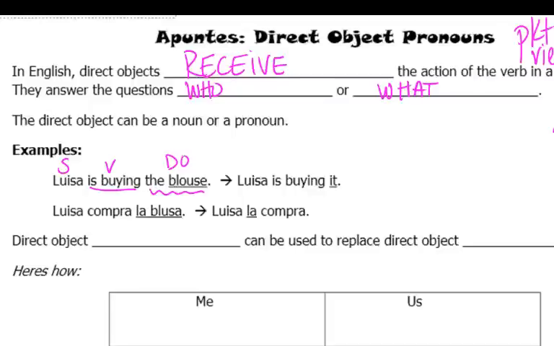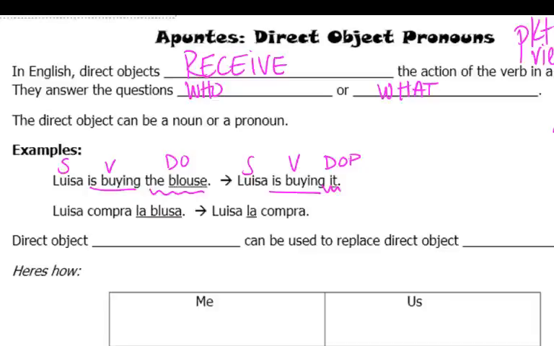Your direct object pronoun: Luisa is your subject. Is buying is your verb. Luisa is buying it. This is your direct object pronoun. We're not sure what the it is, but it's been discussed in some other sentence, some other context, so that's how you know what the direct object is. It's who or what's receiving the action. In this instance, who or what's receiving the buying.